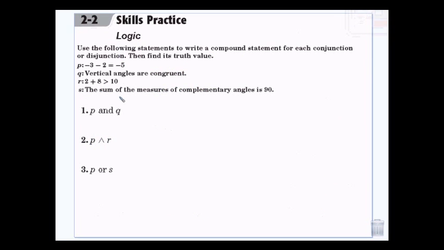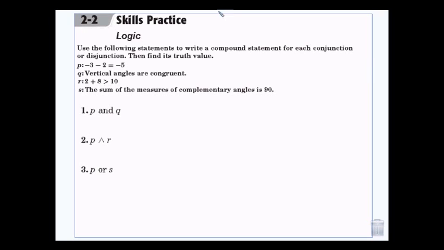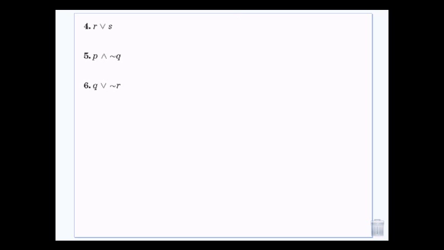So when we look at this, you want to decide which of these are true first. Then you look at your truth values. So why don't you go ahead, there's 6 of those. So why don't you go ahead and do the 6 of them, and then we'll come back to it in just a second.